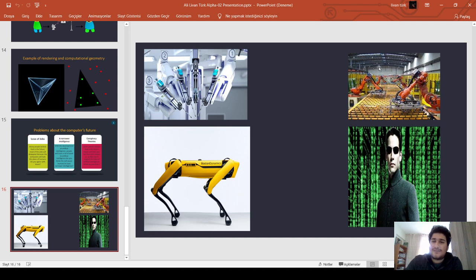And in here, you can see a medical robot that could be used in the future. And on the right, you can see industrial robots. And to the lower left, you can see one of Boston Dynamics robots we talked about. Looks like a dog. And here's Matrix that we talked about in the conspiracy theories.